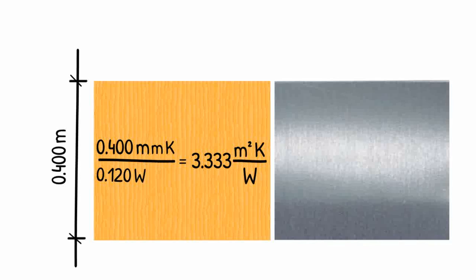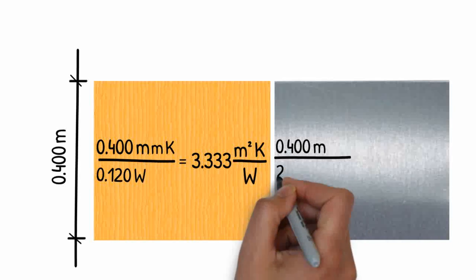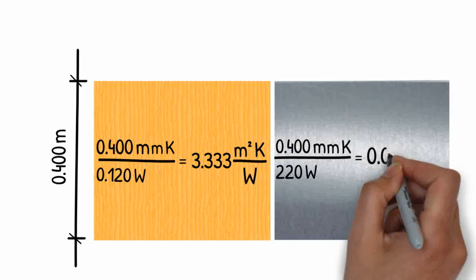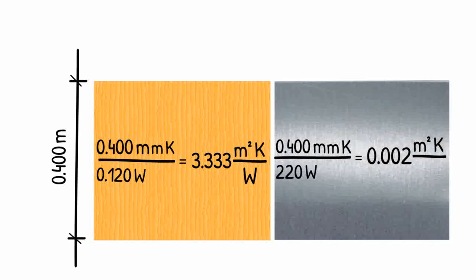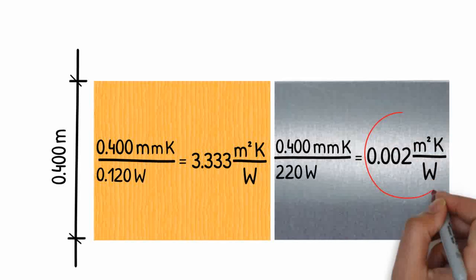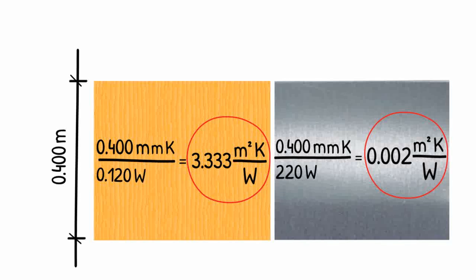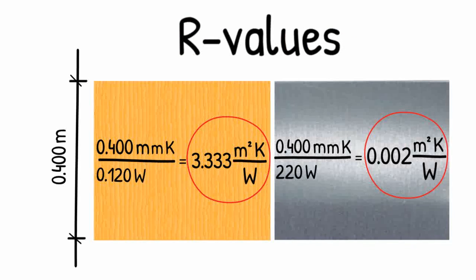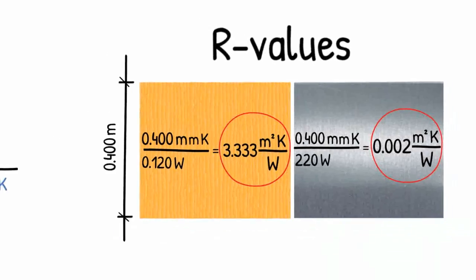The same layer in aluminium has still the same thickness, but the thermal conductivity is markedly different, and as a result, the resistance is only 0.002 square meter times Kelvin over watt. And these are R values, which stands for thermal resistance, and that's all you need to know about thermal conductivity and thermal resistance.